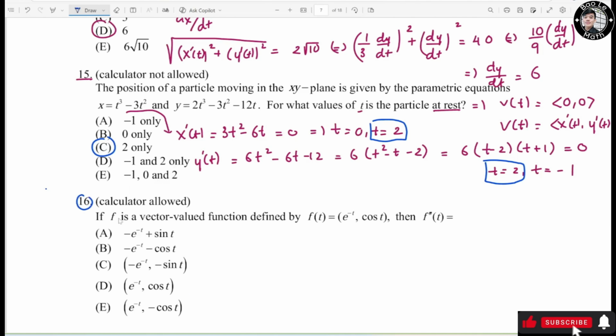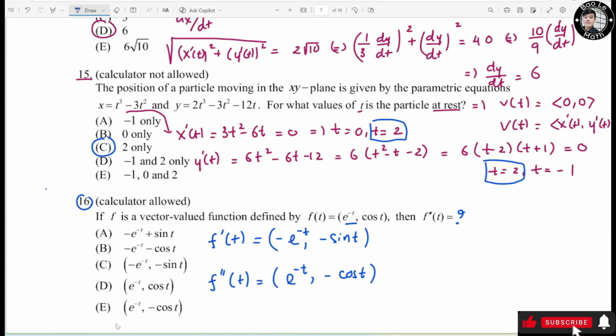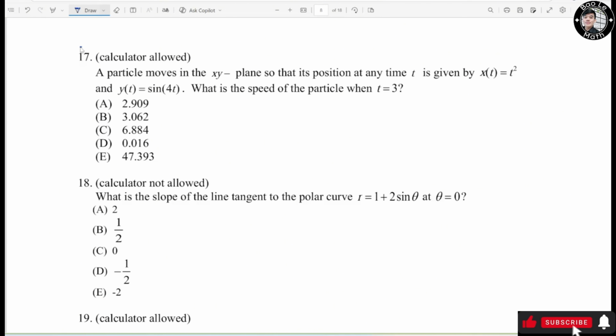Now question 16. If f is a vector valued function defined by this guy, then find the second derivative of this one. So we need to find the first derivative, right? It's going to be negative e to the negative t, negative sine t. Second derivative is going to be e to the negative t, comma, negative cosine t, right? So the answer must be E. Now let's move on to question 17.